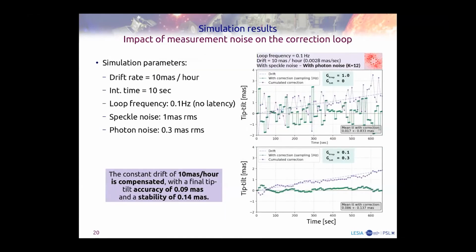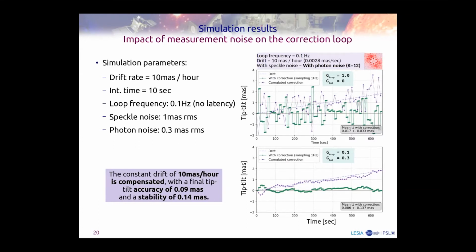And last, I've also made a very basic loop simulation. It's not a real loop simulation where I simulate the coronagraphic images. It's just a monitoring of the actual star position, including a drift rate of 10 mas per hour, and seeing how the correction and a measurement error on this measurement would affect the efficiency of the loop. Here I consider 1 mas speckle noise and 0.3 mas photon noise.